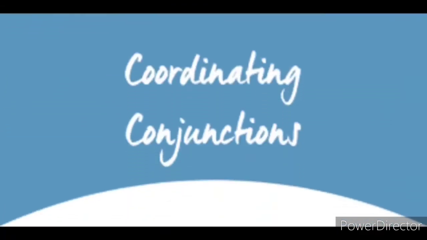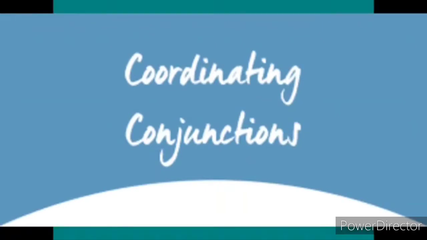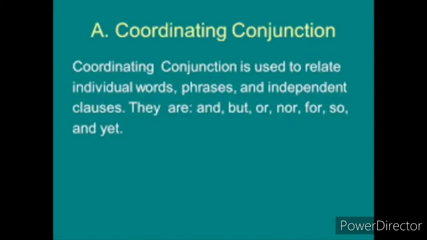Let's start with the first one, that is coordinating conjunctions. What is meant by coordinating conjunction? Coordinating conjunction is used to relate, that is join, individual words, phrases and independent clauses. The coordinating conjunctions are and, but, or, nor, for, so and yet.